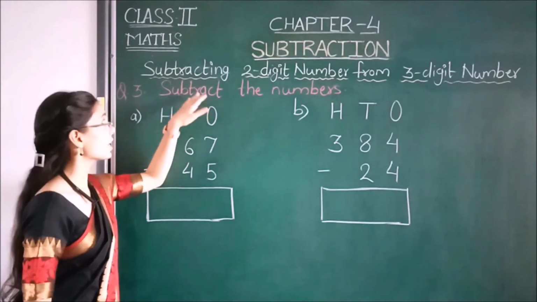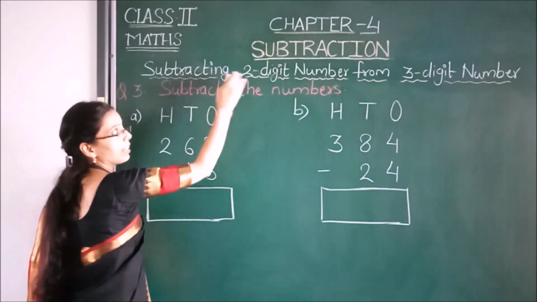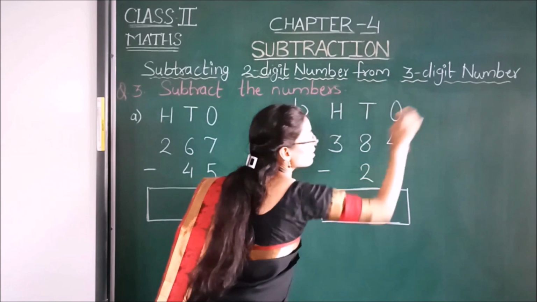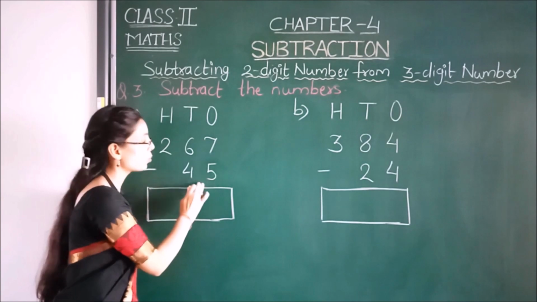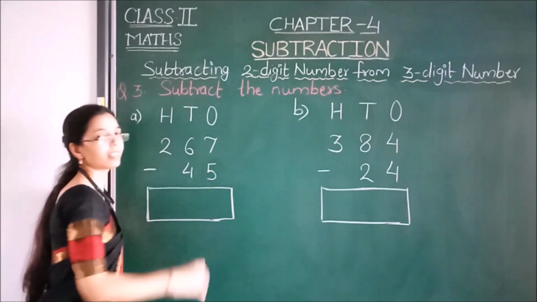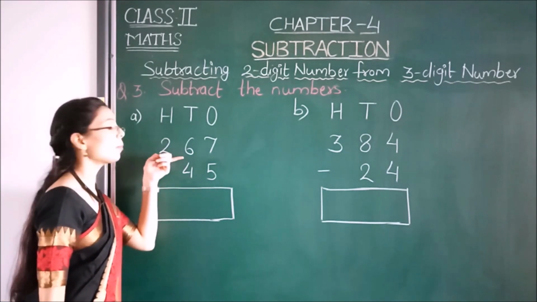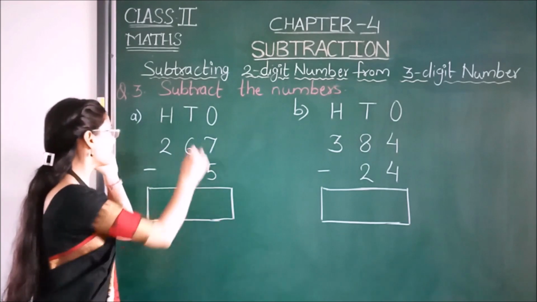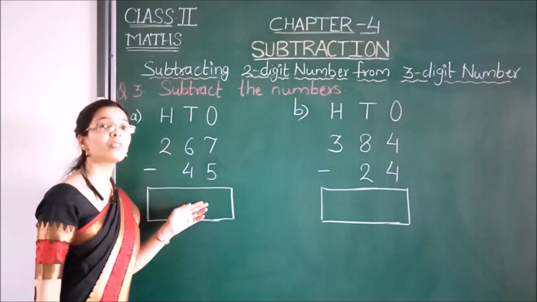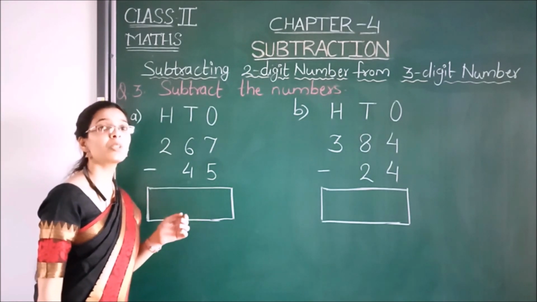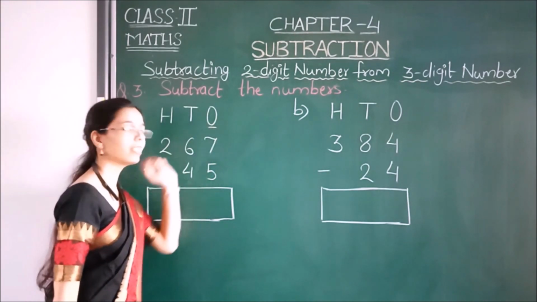See, this question is based on subtracting a 2-digit number from a 3-digit number. See, this is the 2-digit number, 4 and 5. And 2, 6, 7 is the 3-digit number. So, here we are subtracting a 2-digit number from a 3-digit number. Now, children, you know very well where we have to start. First we will start from the ones column.